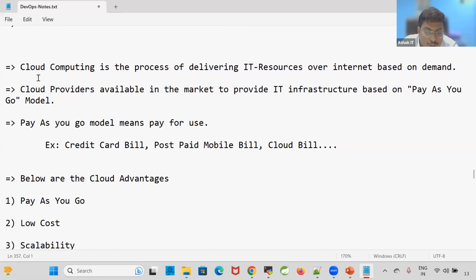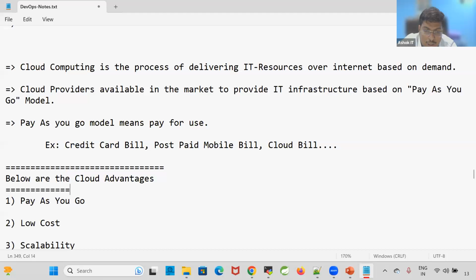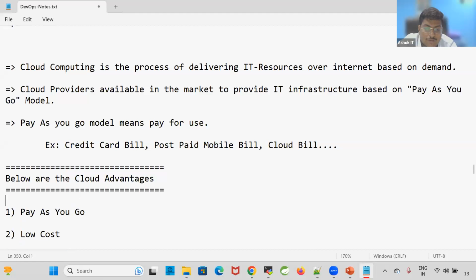Are you guys able to understand what is cloud computing and what are the advantages with cloud computing? Why are we going for cloud computing? To avoid the problems which are involved in the on-premises infrastructure, we are going for cloud computing.